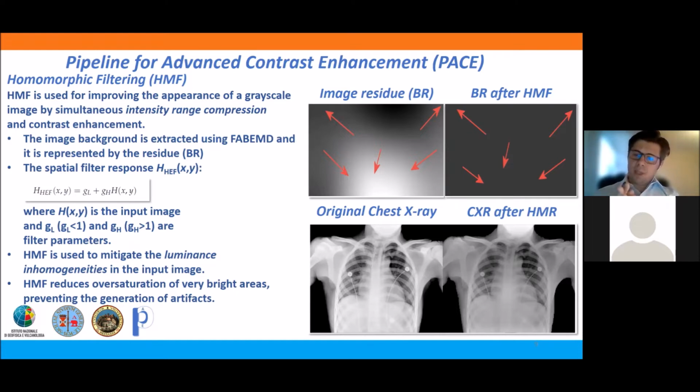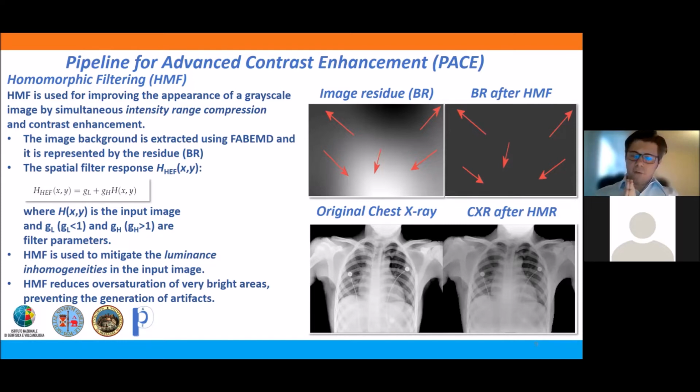So if we use the result of the bidimensional residual and evaluate what happens on an actual chest X-ray image, we can see that the original chest X-ray image, once filtered using homomorphic filtering, keeps all of the original details, but at the same time reduces the oversaturation of very bright areas, because these areas might have an effect in the generation of artifacts. That's why we use this methodology.